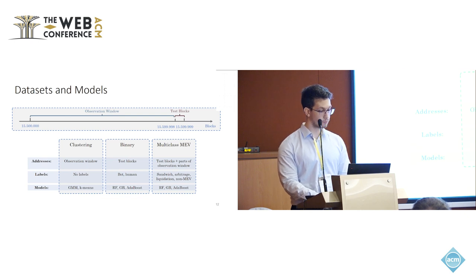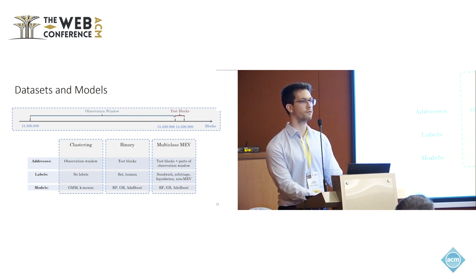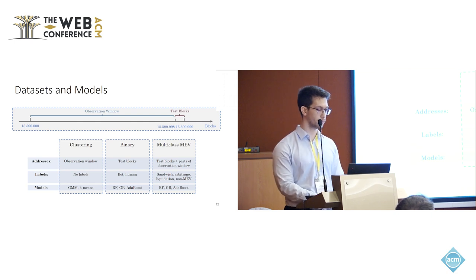The binary dataset only considers addresses that are also sending in the test blocks. So we have labels for that, bot and human. We also have some more labels, but I'm not using this for this particular modeling here. And to model it, we use random forest, gradient boosting, and AdaBoost. The reason why we took these tree-based models is they perform very well on tabular datasets on data science competition websites such as Kaggle. They are often in the top of the leaderboards.